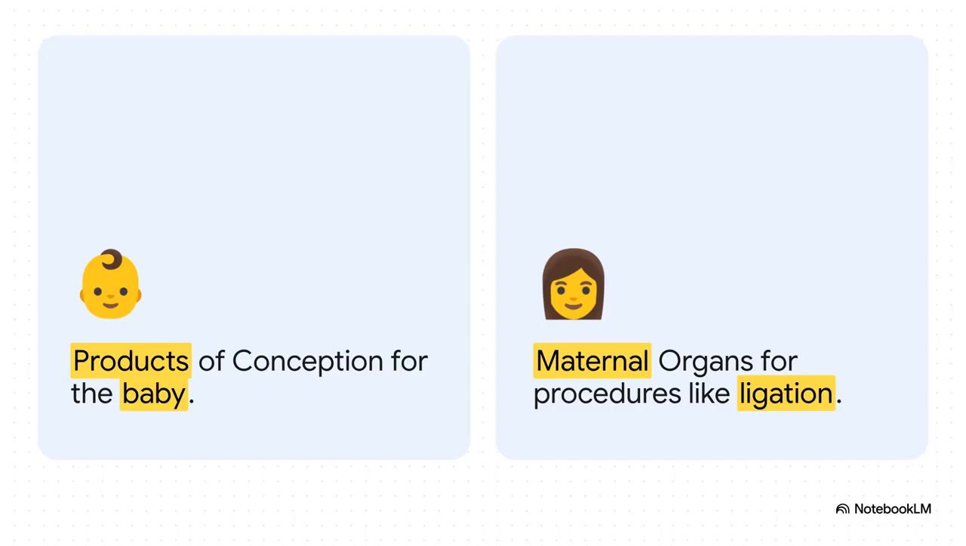Here's something that trips up coders all the time: multi-section coding rules. The trick is knowing exactly what you're working on. When you're pulling the baby, you're working on the products of conception. That puts you in Section 10 of your PCS book.